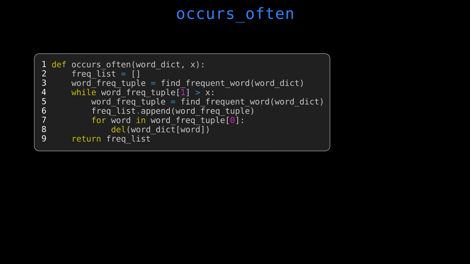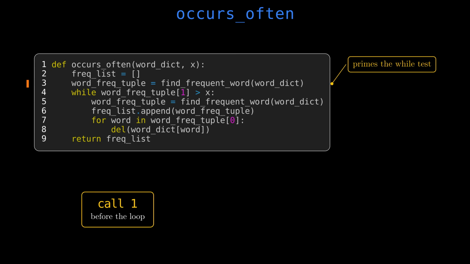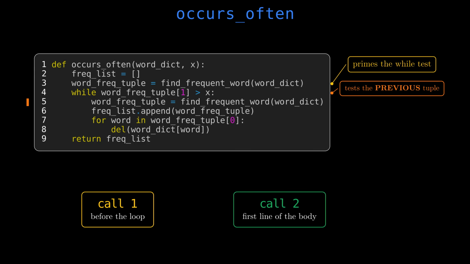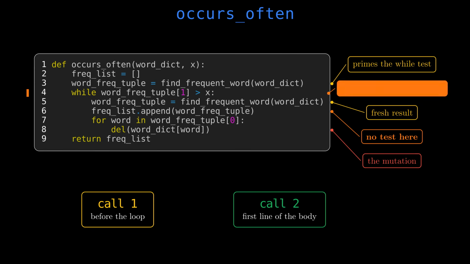Here is the function called occurs often. It takes the word dictionary and the threshold x. It starts an empty list, freq list, which will hold our answer. Then notice it calls find frequent word once before the loop. That first call exists only so the while condition has a tuple to test on its very first check. The while loop continues as long as the frequency in that tuple is greater than x. Inside the loop, the first statement calls find frequent word again on the dictionary as it now stands. That fresh result is what we append to freq list. Then for each word in it, the delete operation removes it from the dictionary. That is the mutation, and control jumps back to the top.